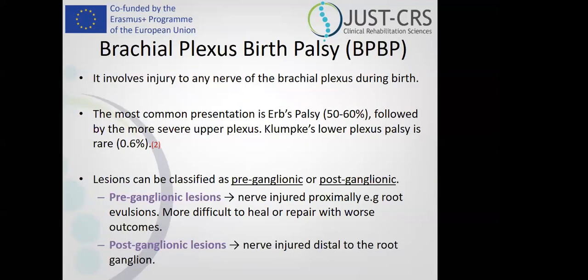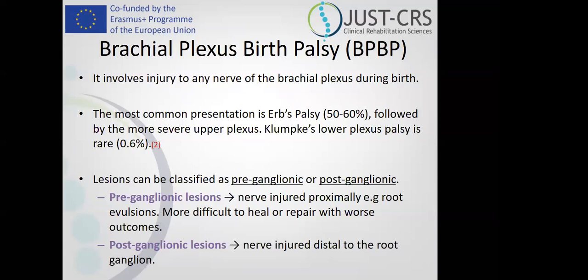Okay. A brachial plexus birth palsy involves an injury to any nerve of the brachial plexus during birth. The most common presentation is Erb's palsy, which accounts for 50 to 60% of the cases, followed by the more severe upper plexus. Klumpke's is a lower plexus palsy, which is rare. It only accounts for 0.6% of the cases.